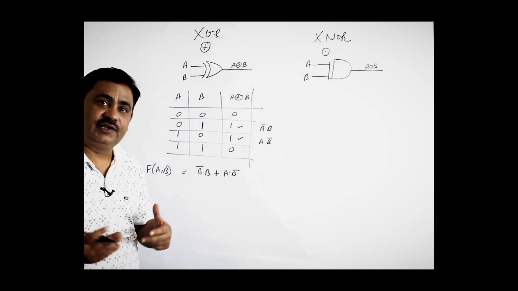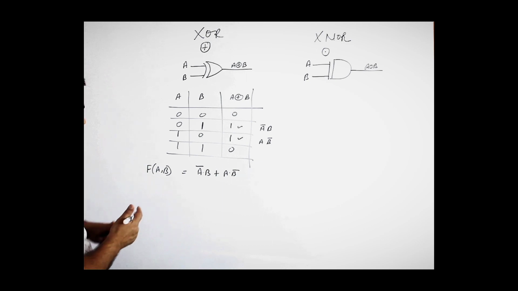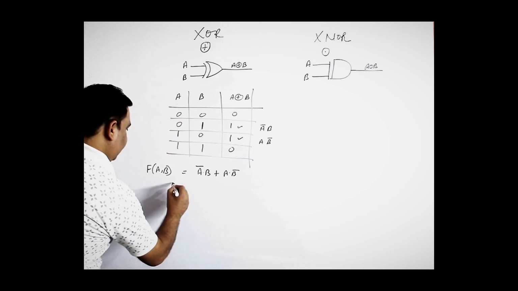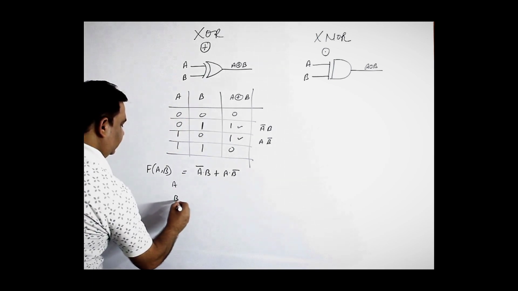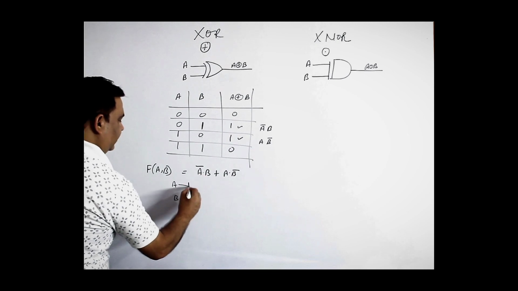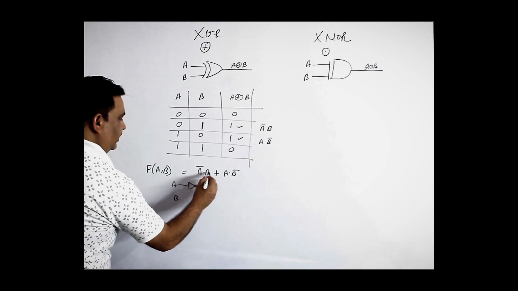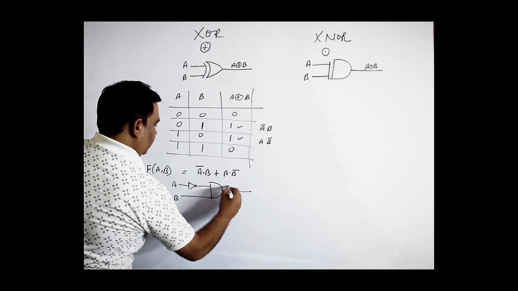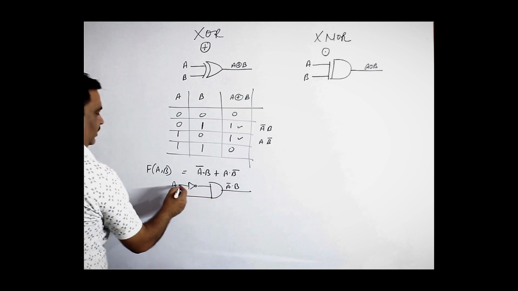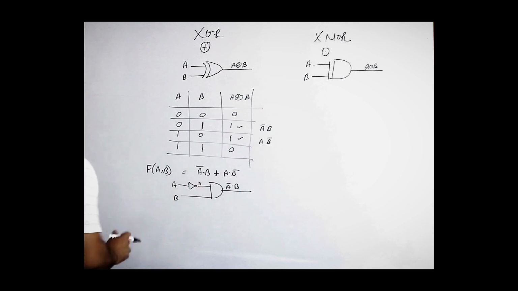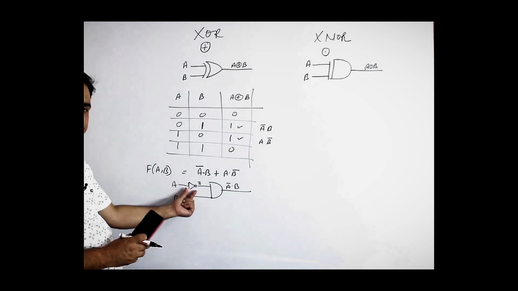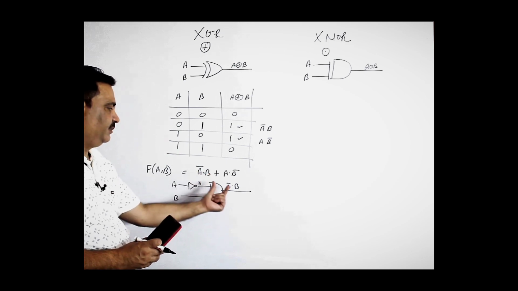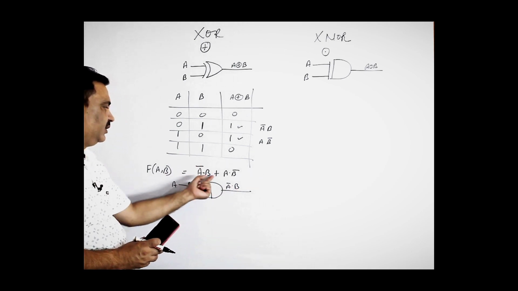You can also easily draw the logical circuit for it. How to draw the logical circuit for this expression? See here, we have A and B, two input values. A complement dot B: AND gate applies here with B. So A complement dot B. Here you can write A complement, so apply NOT gate on A to get A complement. B is here and AND gate is in between, A complement dot B. So the first term is here.